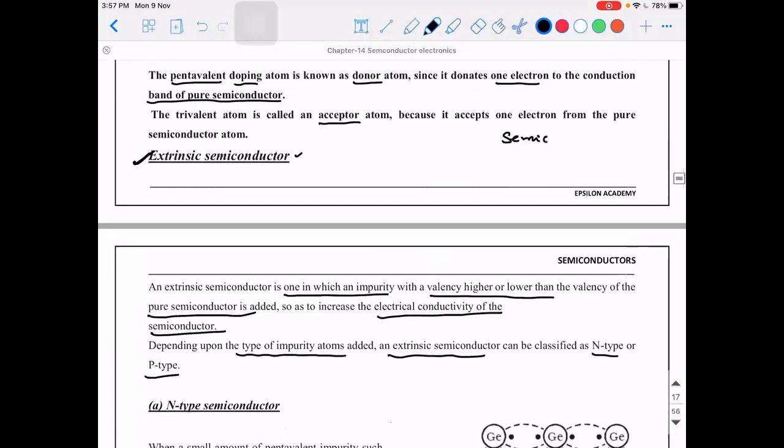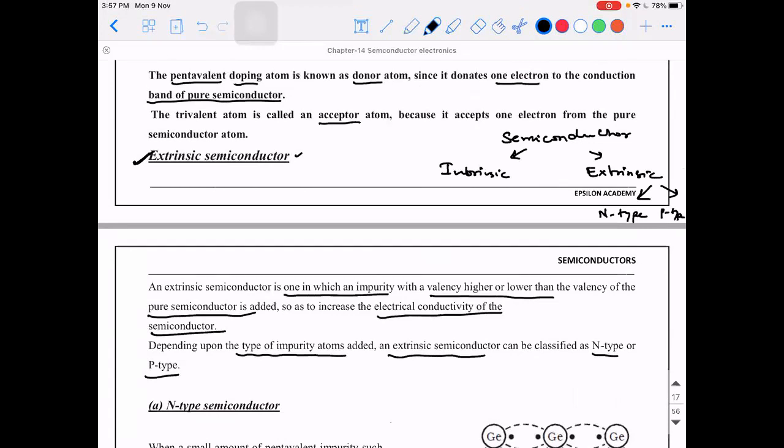See, semiconductor is classified into two types. On the basis of what? On the basis of purity. One is called intrinsic and the second is called extrinsic. And extrinsic is further divided into two types. What are the two types? One is called N type and the second is called P type.